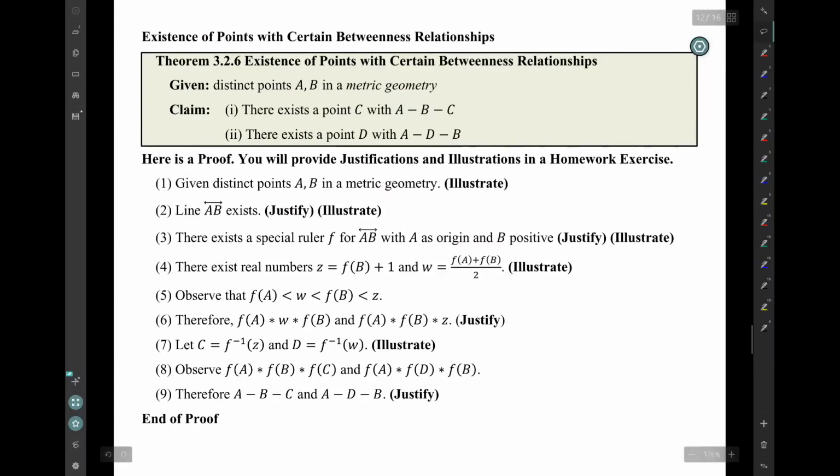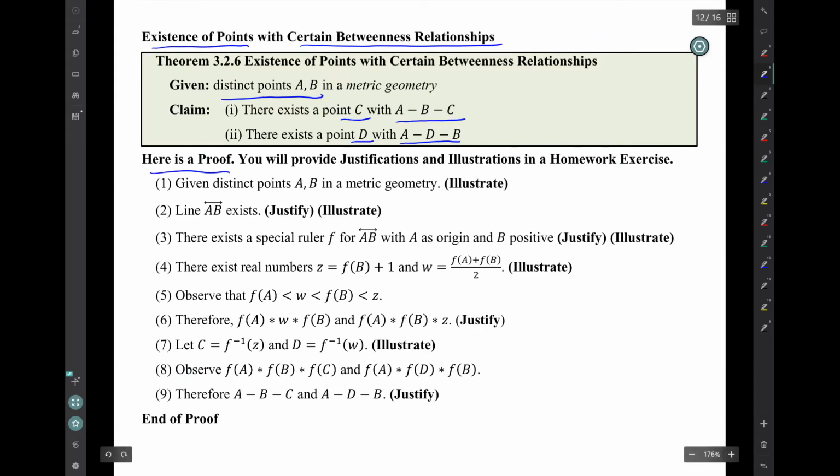Let's go on. Now I want to talk about a theorem that tells us about existence of points with certain betweenness relationships. Theorem 3.2.6 says, given distinct points A and B in a metric geometry, there exists a point C with B between A and C, and there exists a point D with D between A and B. Now, here is a proof.